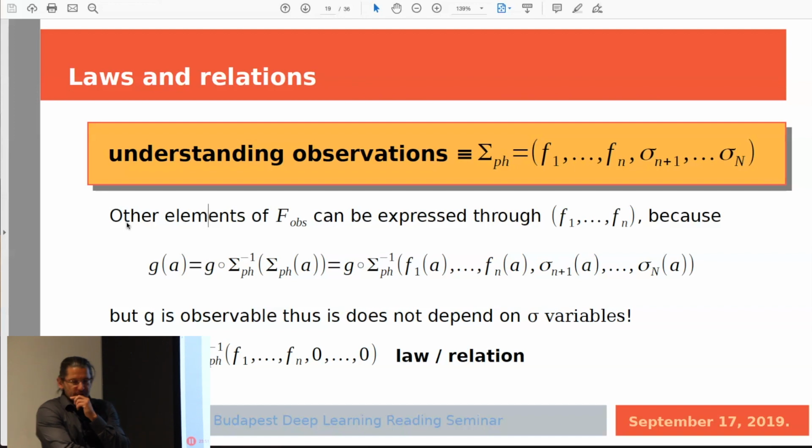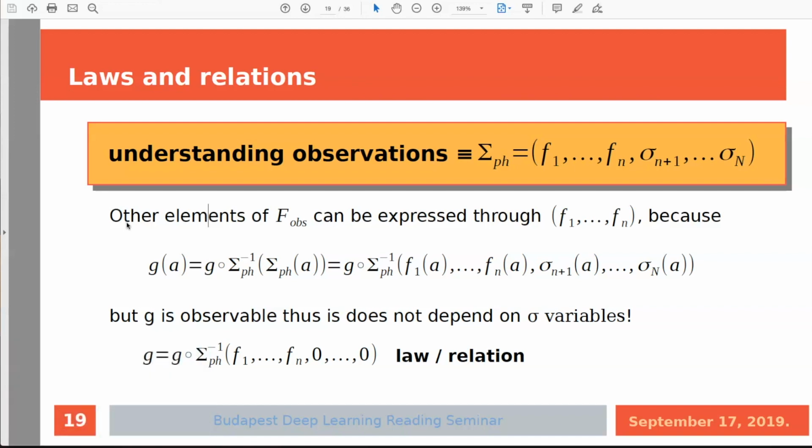Okay, first of all, how can we find the laws? The natural laws, which is what the big data world is so desperately wanting to find, some new natural laws of nature. If we have this coordinatization, it's very easy, because any element of F observable can be, let this be G, so it's a relevant quantity.